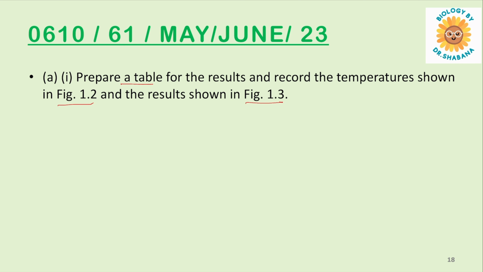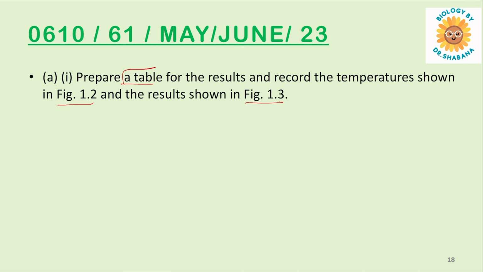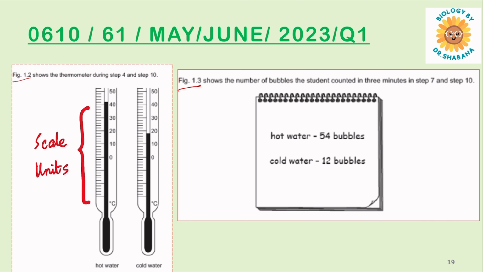So what the examiner has given you is this. They've given you two figures, figure 1.2 and figure 1.3. So they've done the experiment for you. Now you are given a certain amount of data, certain numbers, and then what do you do with them, right? So what was the thing? Prepare a table. You have to prepare a table, right? So move on. Now the first figure, 1.2, shows two thermometers, right?